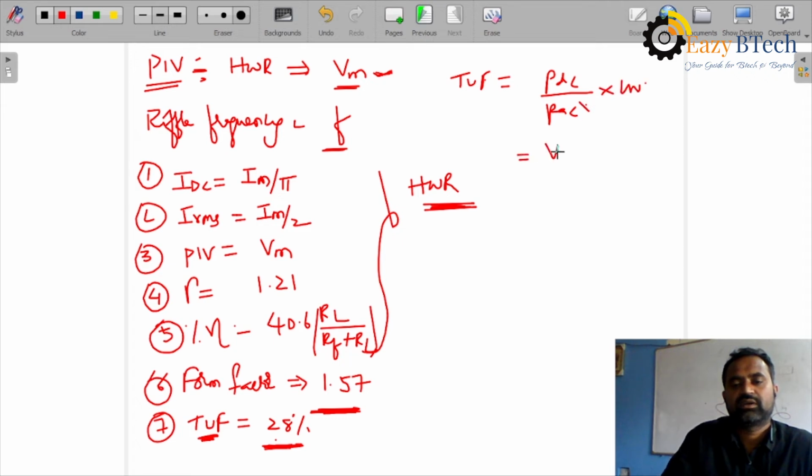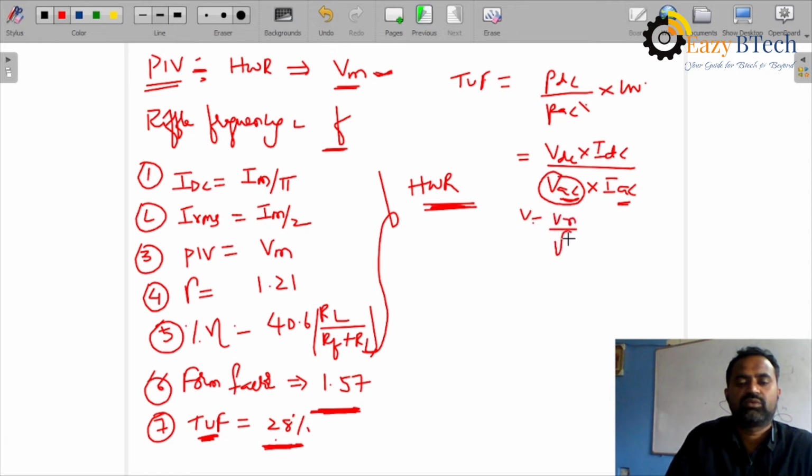This we will write VDC into IDC. Next, VAC into IAC. By substituting these values, you will get. And the root mean square value, we have to take, that is VAC is VM by root 2. The only change is VAC or VRMS we have to take as VM by root 2. By substituting that, you will get the transformer utility factor 28%.